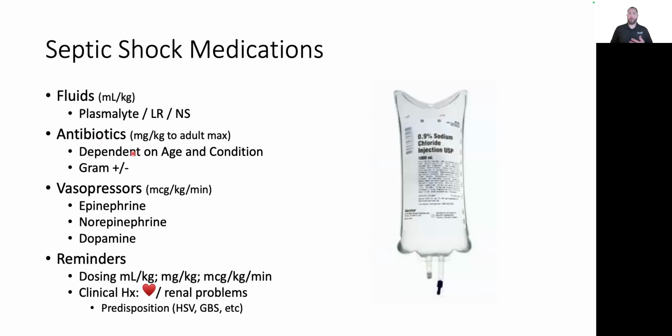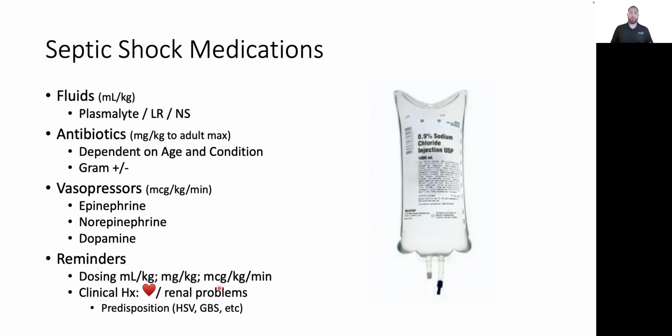Antibiotics are going to be dependent on your patient's age and likely condition. You may be covering gram-positive or gram-negative organisms. For pressors, do you need to start them on something like epinephrine for patients that have anaphylaxis, or norepinephrine because you have some vasodilation so you want some of that constriction, or things like dopamine. And then a reminder: we do our dosing in volume when we're talking about fluids, so milliliters per kilo. For our medications, and specifically antibiotics, we're dosing in milligrams per kilo.